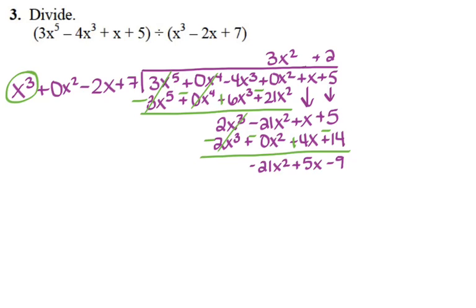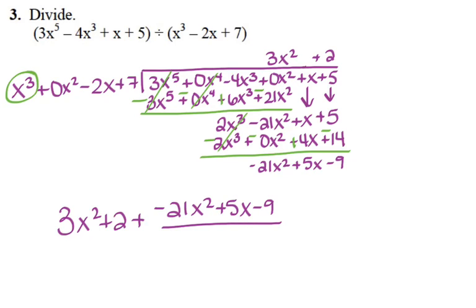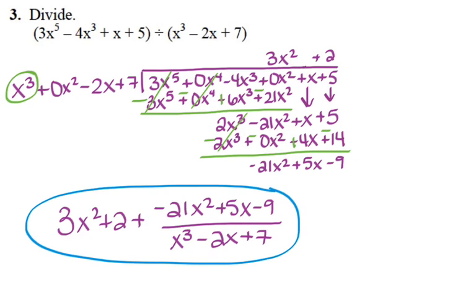So I'm going to rewrite my final answer. That was 3x squared plus 2 plus my remainder, which is negative 21x squared plus 5x minus 9 divided by what we divided by. So x cubed minus 2x plus 7. Now when you're dividing, the zeros are always optional when you're writing out the polynomial, but if you'll notice in the denominator right here, I didn't put my zeros in because I didn't want to rewrite everything.